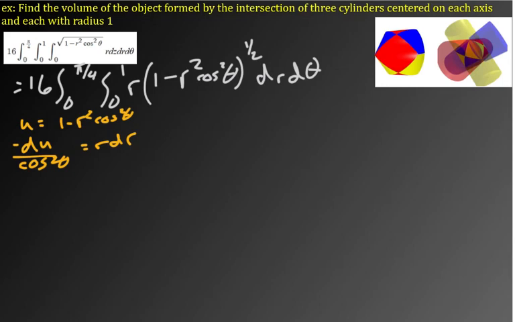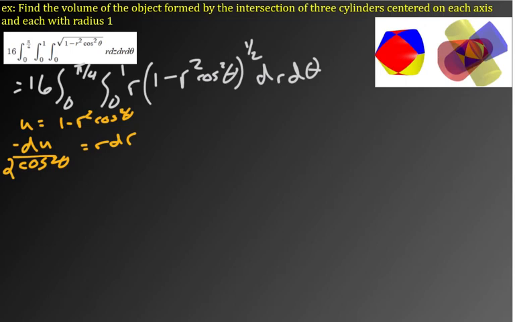Okay, I was just looking at it a little more carefully. I definitely did my derivative wrong. You would have minus 2r cosine squared theta. So I should divide by 2. I need to do that also. So now minus du over 2 cosine squared theta equals r dr. That's good.